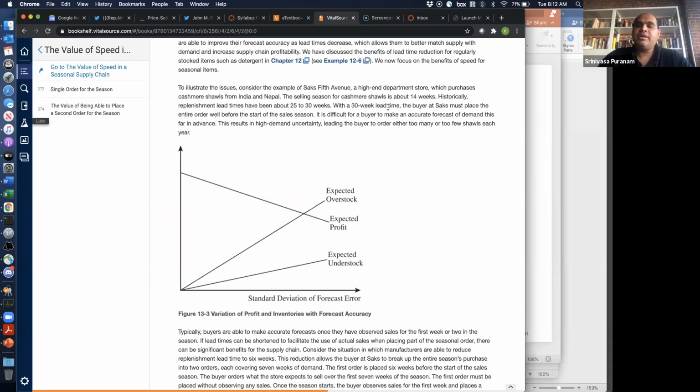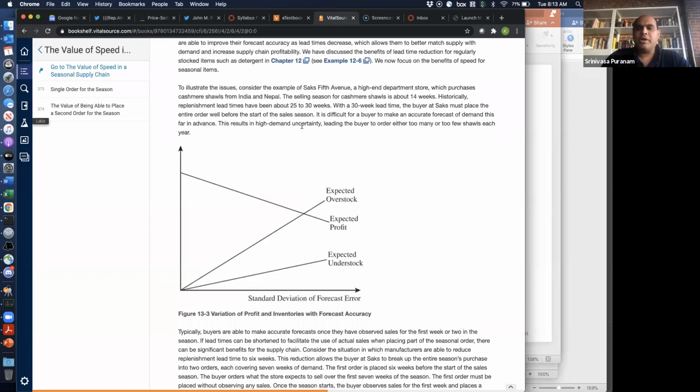With a 30-week lead time and only a 14-week selling period, it doesn't make sense for Saks Fifth Avenue to place multiple orders in a season. So they usually place a single order for the whole season before the sales begin. It is difficult for a buyer to make an accurate forecast of demand this far in advance because many things change. Maybe cashmere is not in fashion this season, or maybe it is not a very warm winter and people are not buying winter clothes so much.